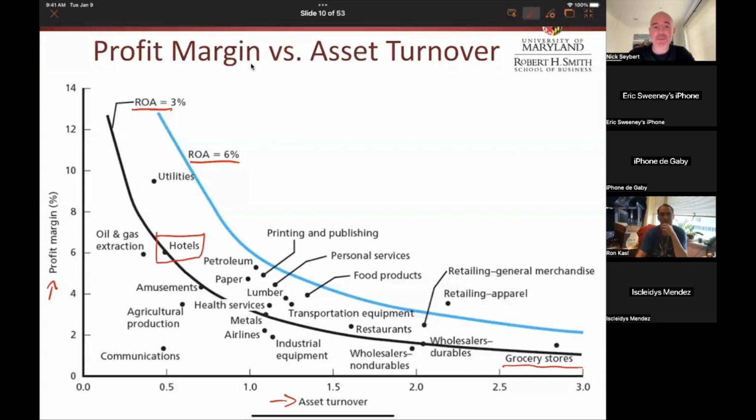Right, management fees, occupancy rates, that's also true. I think it's maybe getting harder for hotels.